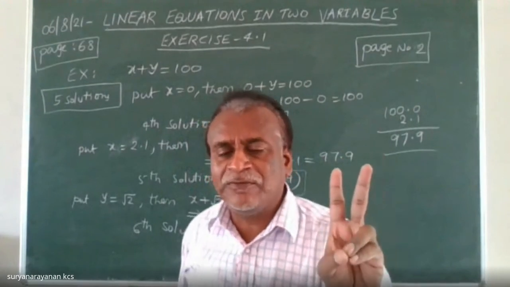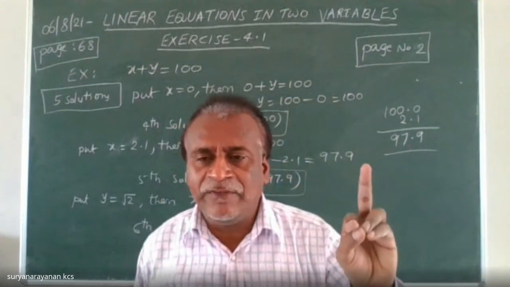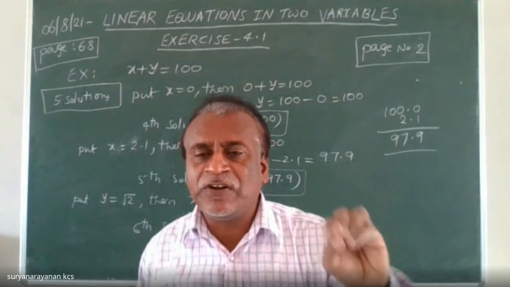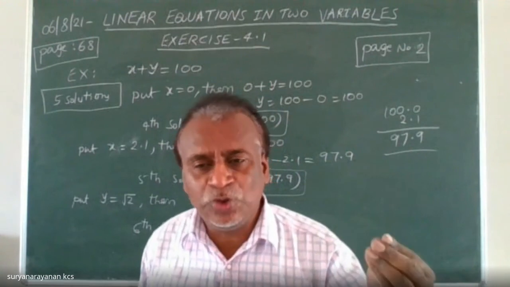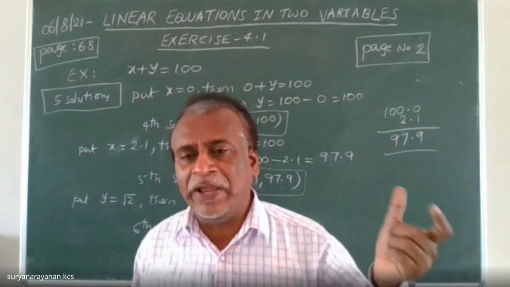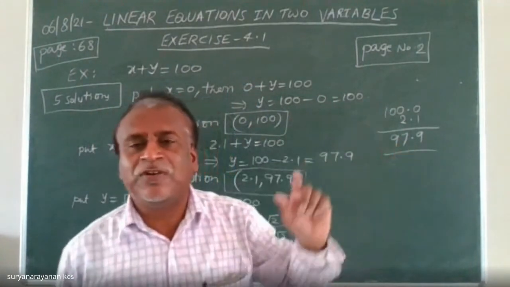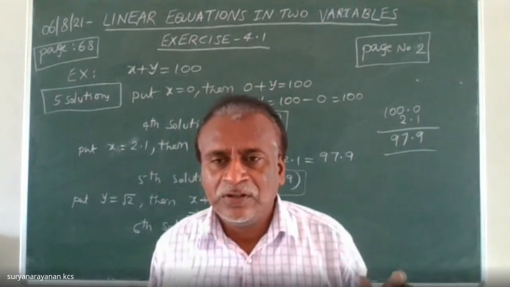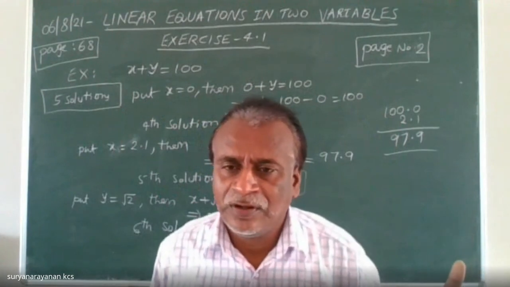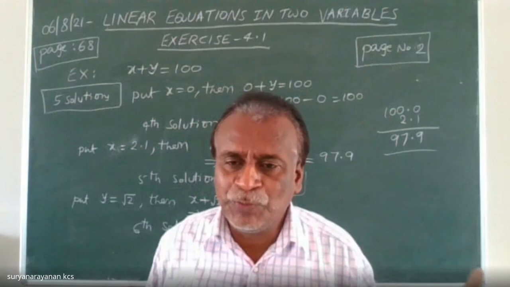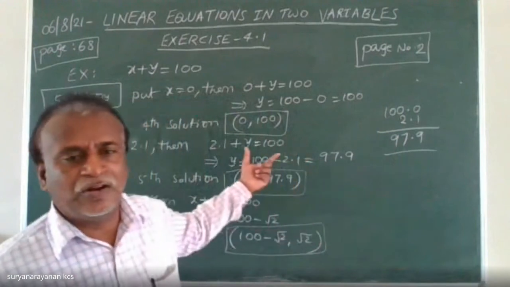Remember these 2 points well, my dear children. First one is finding the solution of a linear equation in two variables. And the second point, after finding the solution, is how to represent that solution of a linear equation in two variables in the form of an ordered pair. We have to follow some rule. What is that rule? We have to represent that solution in the form of an ordered pair.